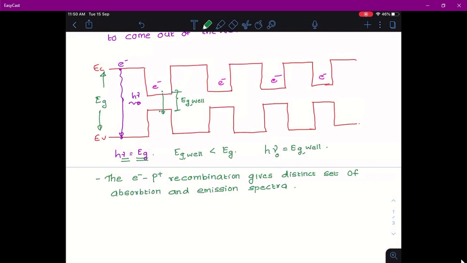So, let us say you are considering only the transition from the lower end of the conduction band to the higher end of the valence band. Even so, the frequency emitted from the quantum well and from the normal transition is totally different. So, you will have a different frequency of emitted radiation. This is the speciality of a quantum well.